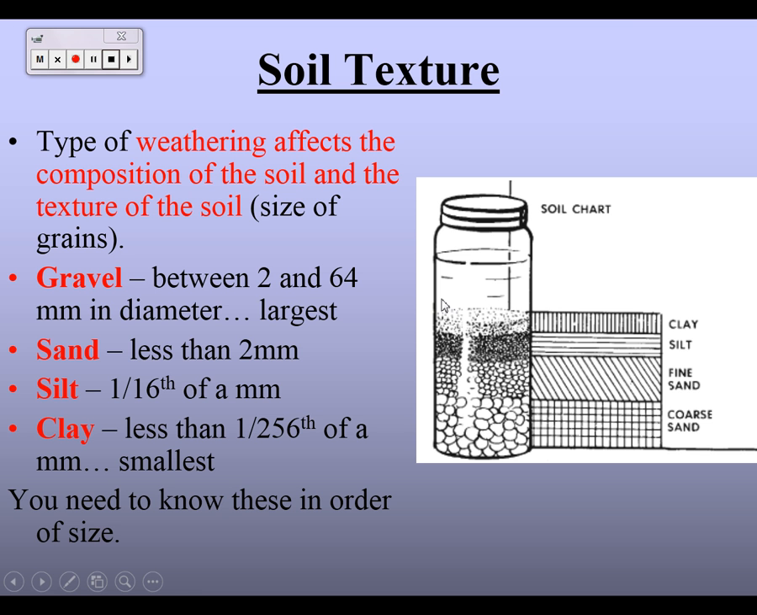It kind of shows you over here on the soil chart. This doesn't even show gravel, but it has sand, silt, and clay. If there was gravel, it would be bigger than these coarse sand pieces, and it would be at the bottom.